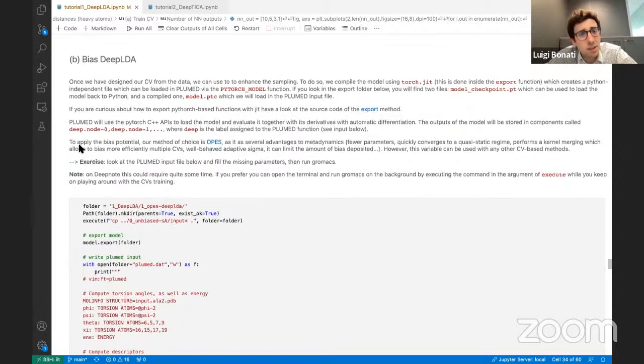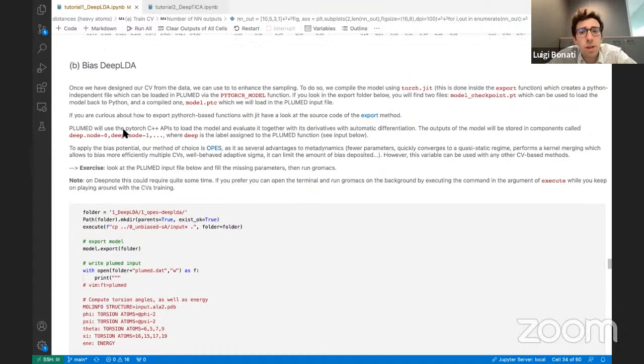Okay, so the first part was related to the training of the CV. As we see, it's very robust with respect to a lot of parameters, and if you have tried to repeat the training, you will have found very similar results. In the second part, we can bias this CV. It's not just to find classifiers or order parameters to discriminate between states, but we want to use these collective variables to enhance the sampling.